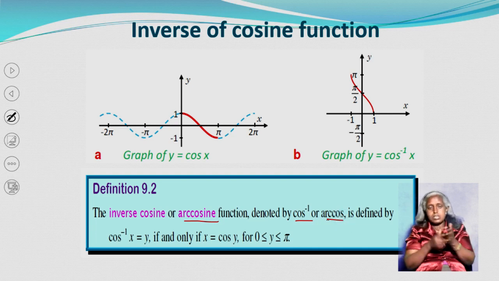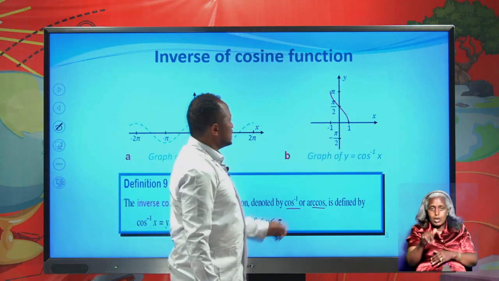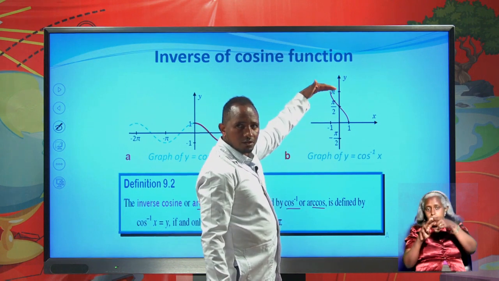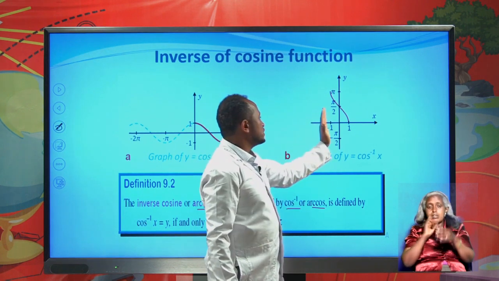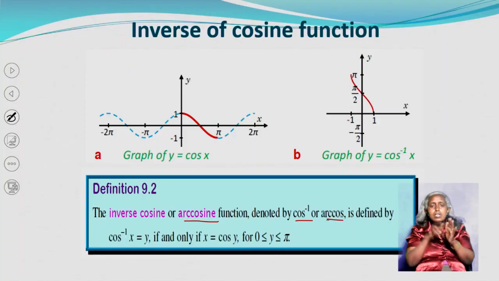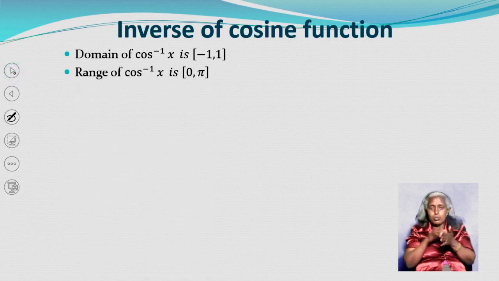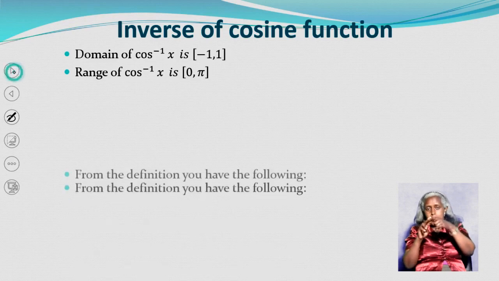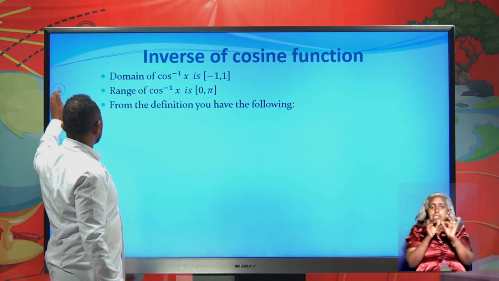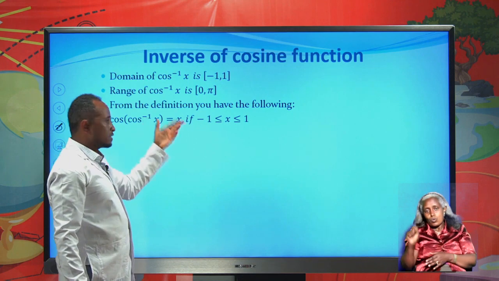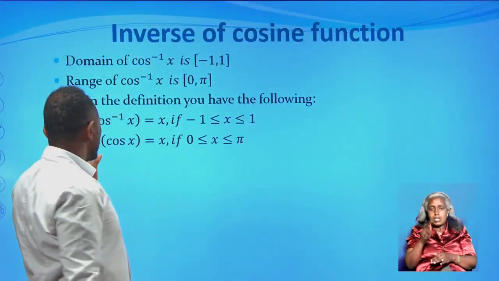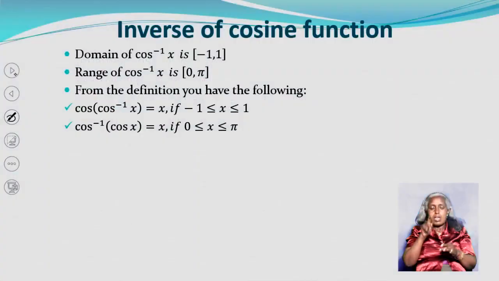It's defined by this one: cos inverse of x is equal to y if and only if the value of y ranges between 0 and pi. The range is between 0 and pi, and the domain is between -1 and 1. The domain of cos inverse of x is between -1 and 1. The range is between 0 and pi. And from the definition, you will have this one: cos of cos inverse of x is x, and cos inverse of cos x is also x on this interval.